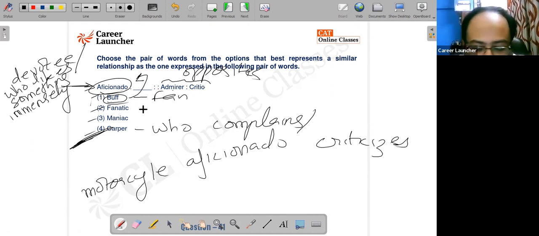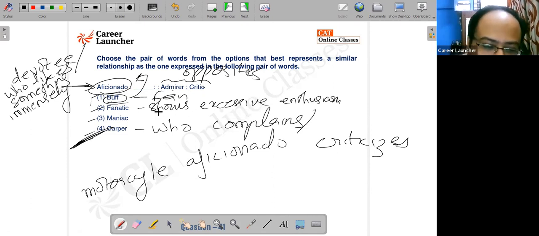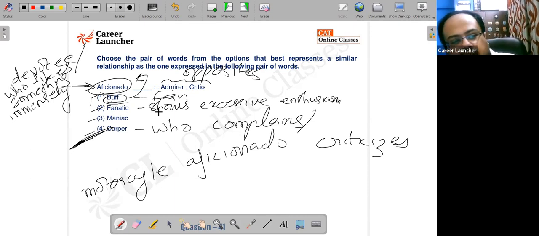A fanatic is a person who shows excessive enthusiasm. Maniac is a person who acts in a crazy manner. So maybe an aficionado is a buff, an aficionado is a fanatic, an aficionado can be a maniac. So options 1, 2, 3 can be similar to an aficionado, whereas carper is the opposite. So the answer is option 4 here.